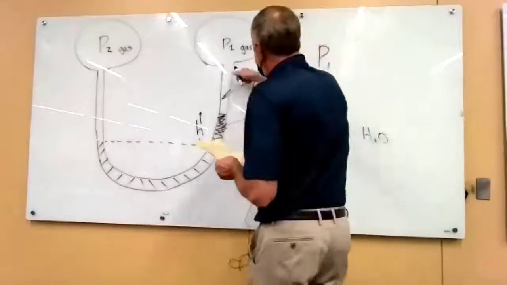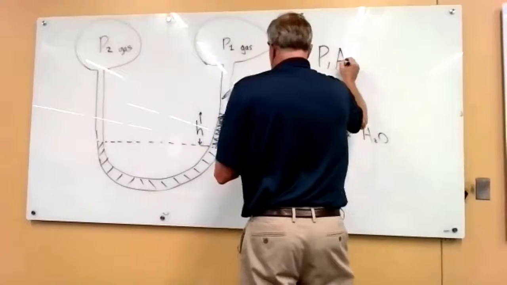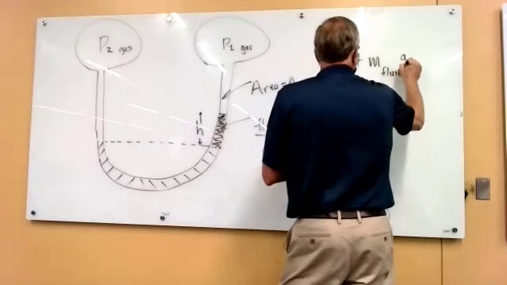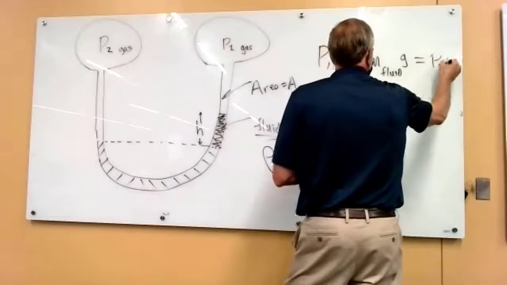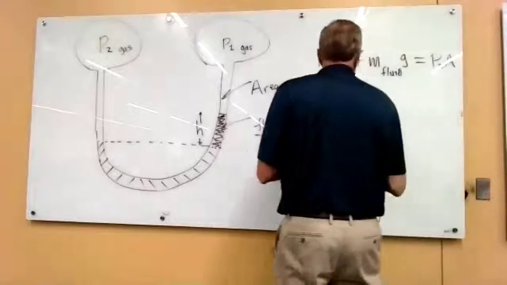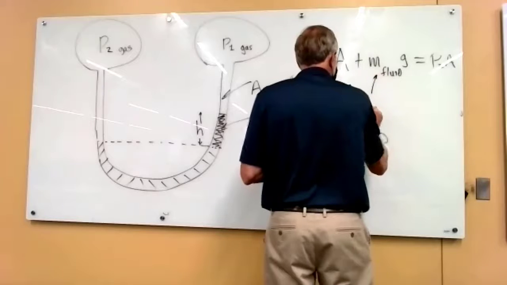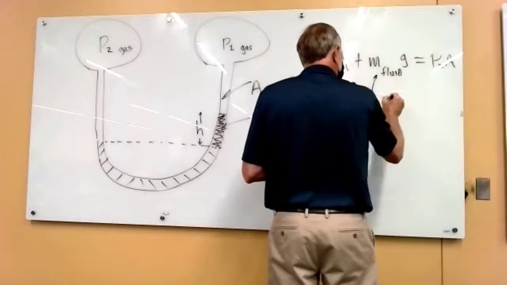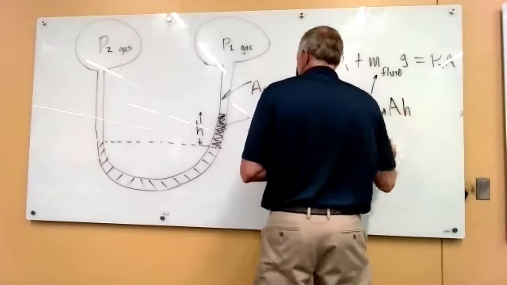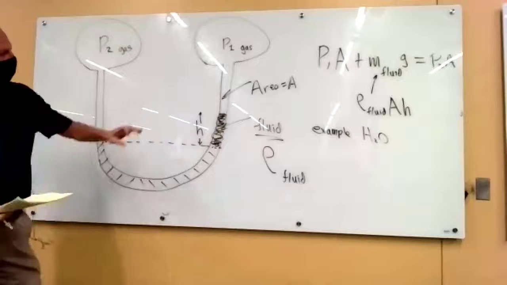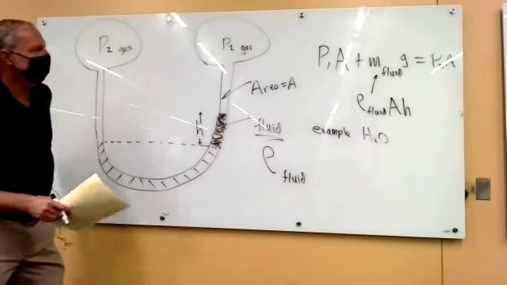So the force here, P1 times A, plus the weight of that fluid times gravity has to equal P2 times A. And then the mass of the fluid, we'll just calculate from the density of the fluid. So it's going to be the density of the fluid times the area times H, because that's the volume of that piece of fluid. The cross-sectional area times the length, and that's going to give us the volume.